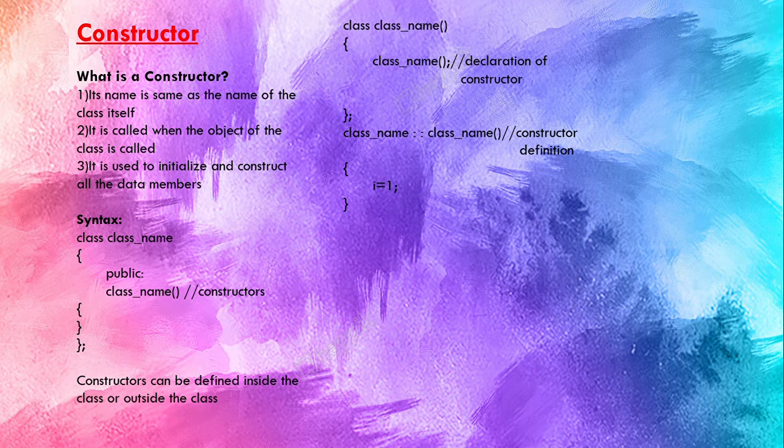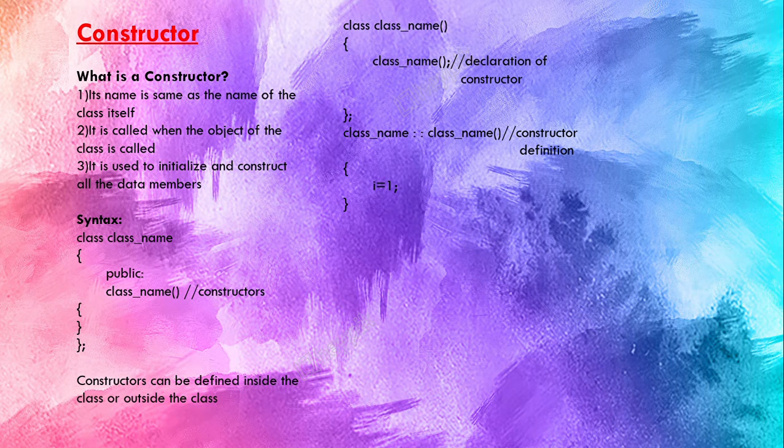Constructors. So what are constructors? Its name is the same as the name of the class itself. So whatever class we are creating, the constructor has the same name as that class. If I am creating a class like employee, the constructor's name is also going to be employee. If I am creating a class rectangle, the constructor name is also going to be rectangle. It is called when the object of the class is created.